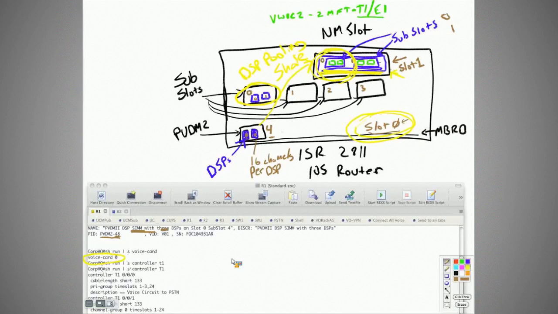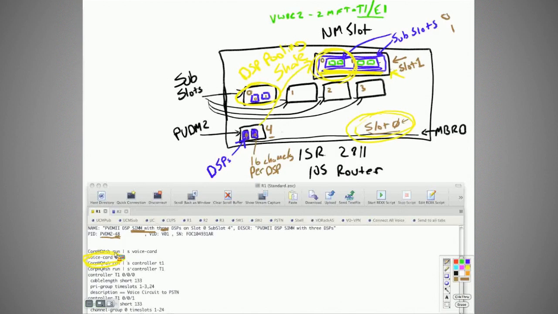But I want to clear that up because a lot of people have the misconception that DSP farm enables DSP farm resources, or that you have to use the DSP farm command maybe if you're using the older PVDM 1, essentially the first version, first generation. That's not correct. So it enables DSP pooling. So we do not need it if we don't have multiple voice cards in multiple subslots.